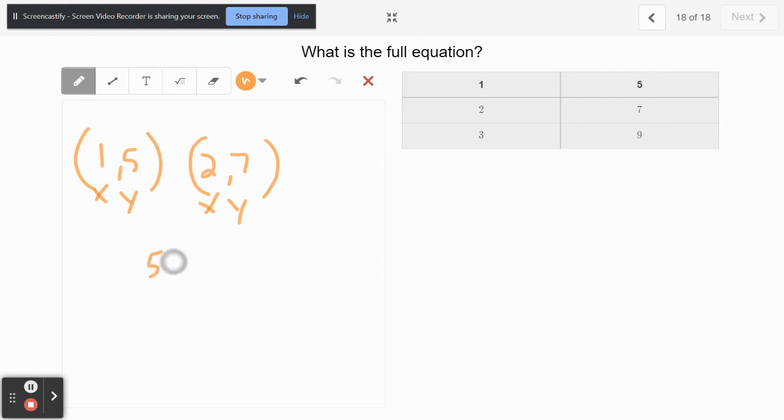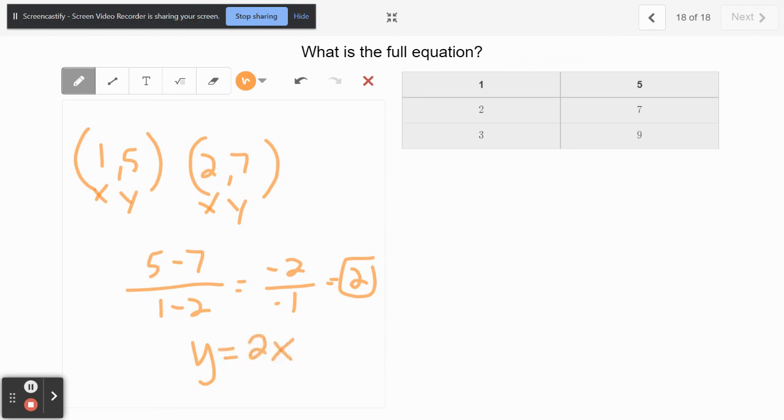All right. 5 minus 7, 1 minus 2. Negative 2 over negative 1, which equals positive 2. All right. y equals 2x, and then something here. All right. So 2x, I'm going to put a 1 here, a 5 here. 5 equals 2. Is that true? Only when I add 3.